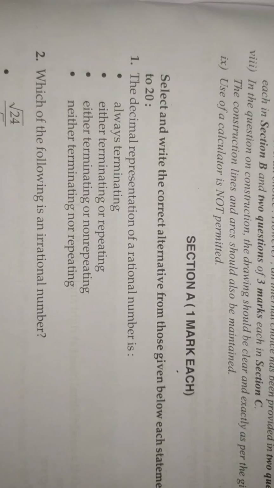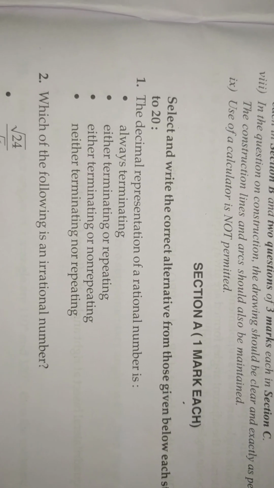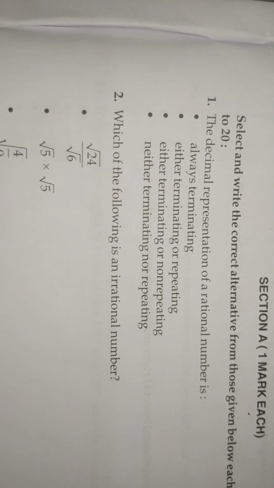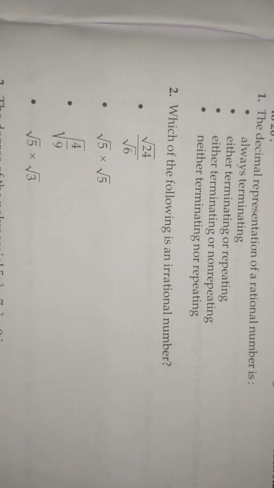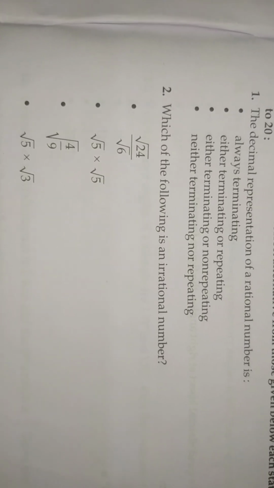The decimal representation of a rational number is either terminating or repeating. Question number 2. Which of the following is a rational number? Okay, we have 4 options.